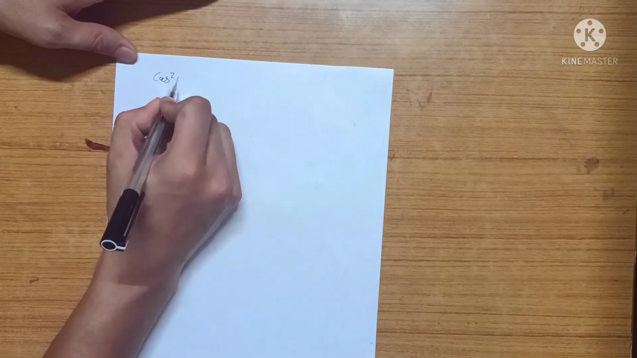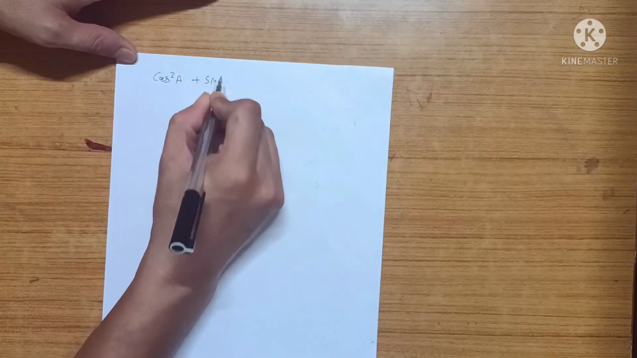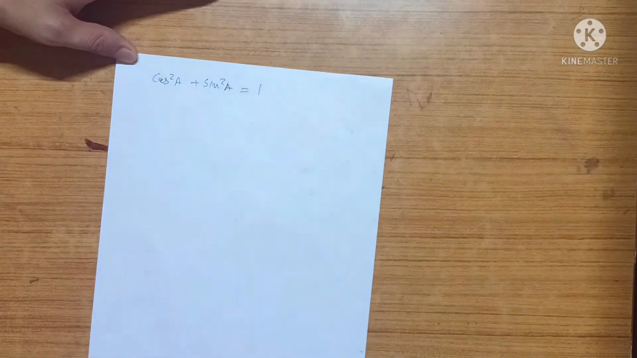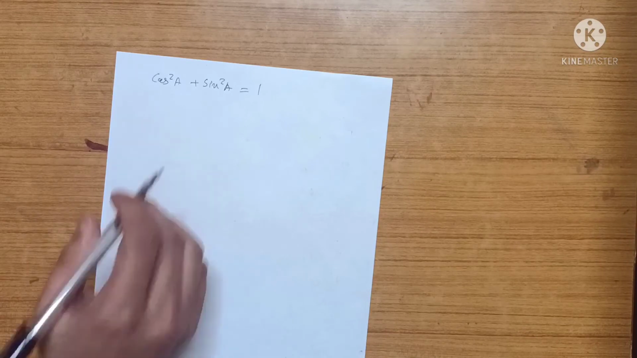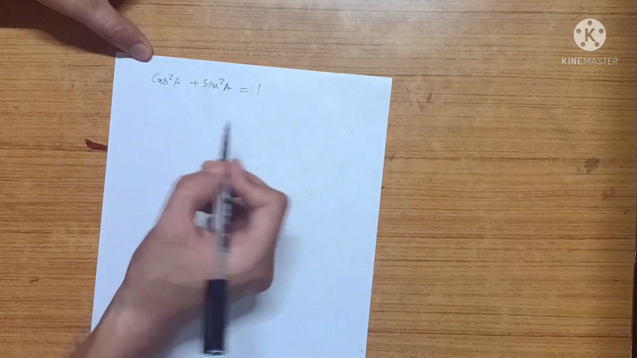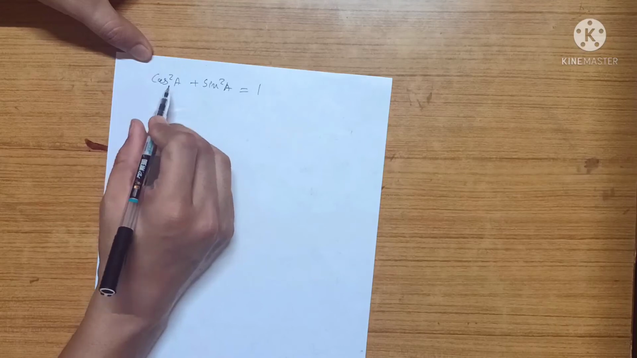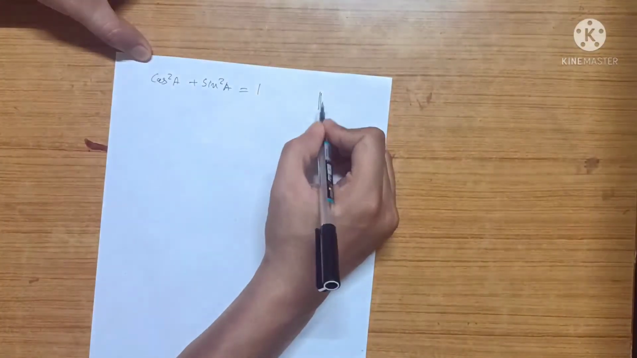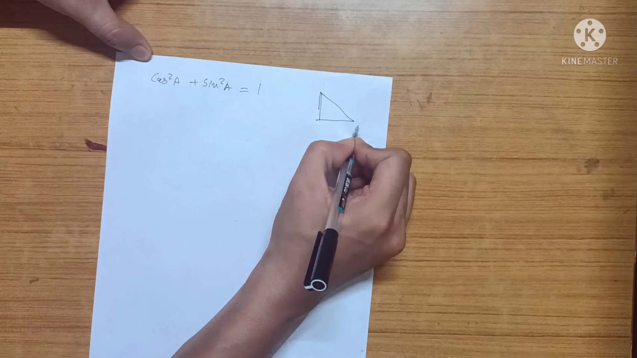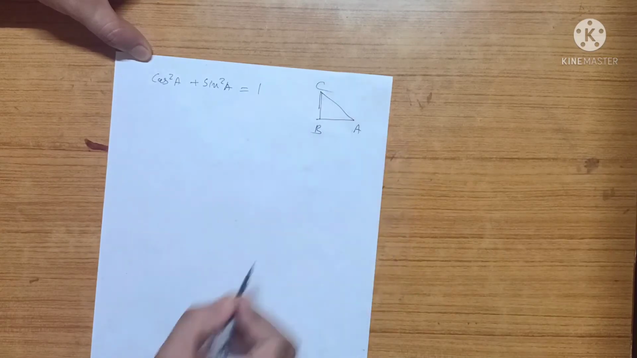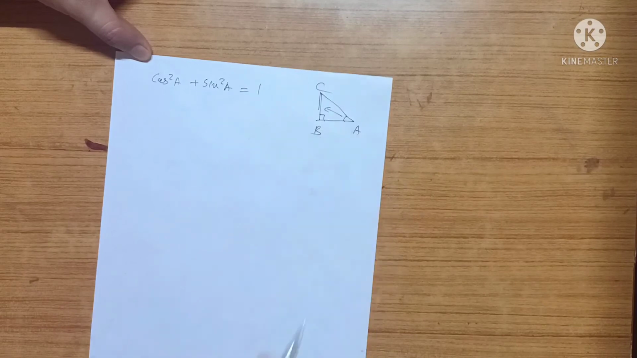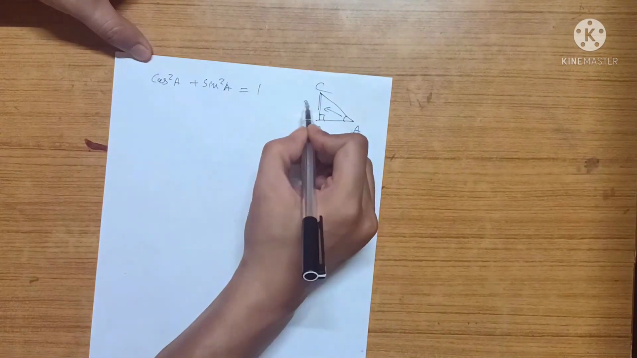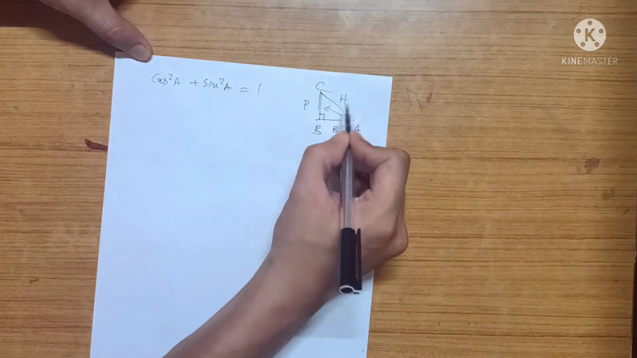So the first formula I want to give you is cos square plus sine square equal to 1. Why do sine square and cos square added up become 1? Suppose we have a right angle triangle ABC. According to angle A, the perpendicular is this, the base is this, and this will always be the hypotenuse.